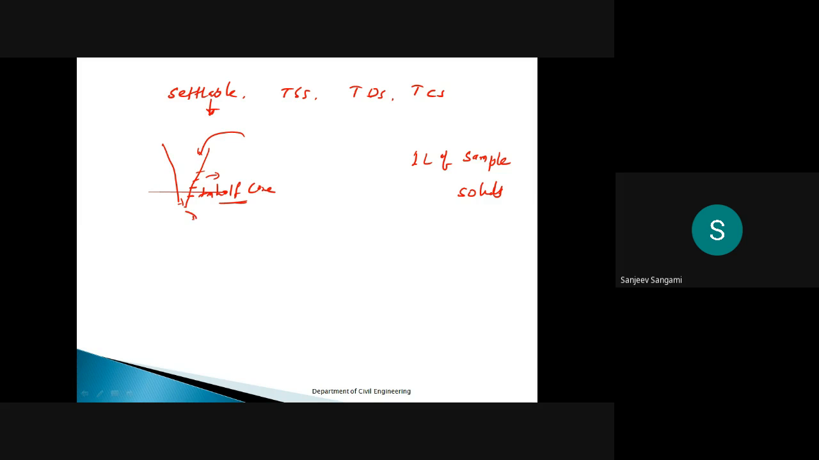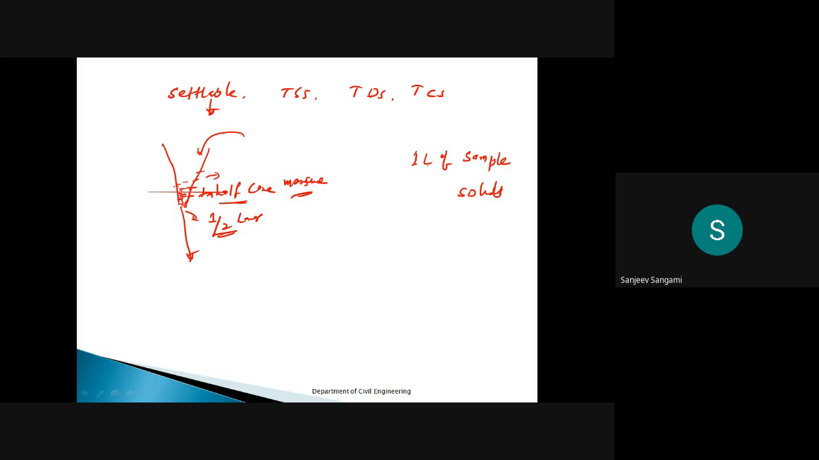Wait for about half an hour. Then whatever solids are there will settle at the bottom. Once it is done, after half an hour, measure how much solids have settled at the bottom. Then what is the unit of this? How are we going to measure it?